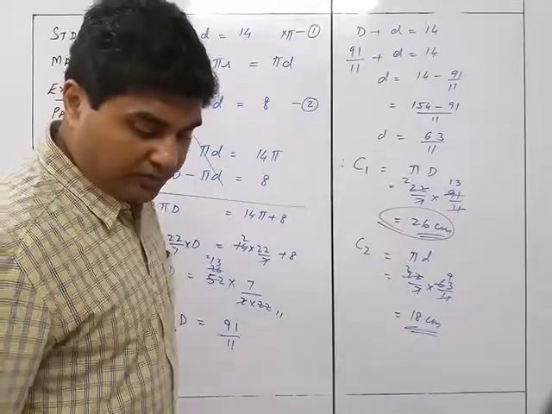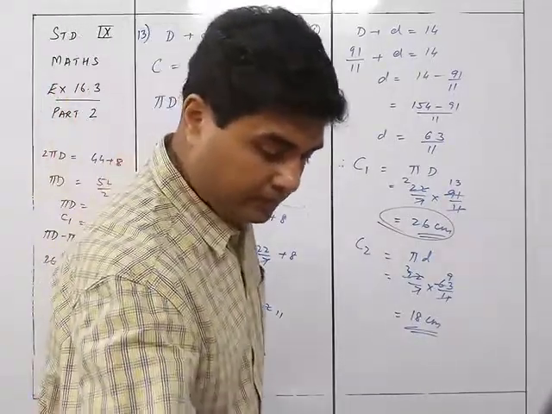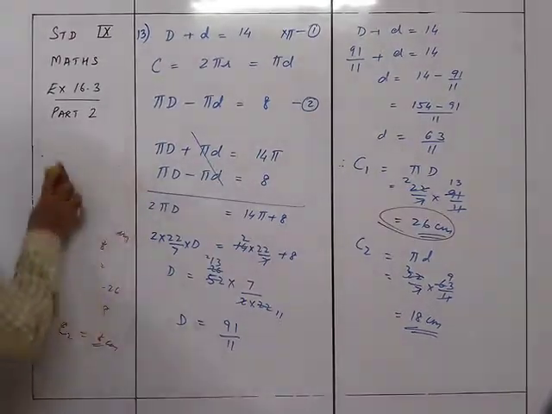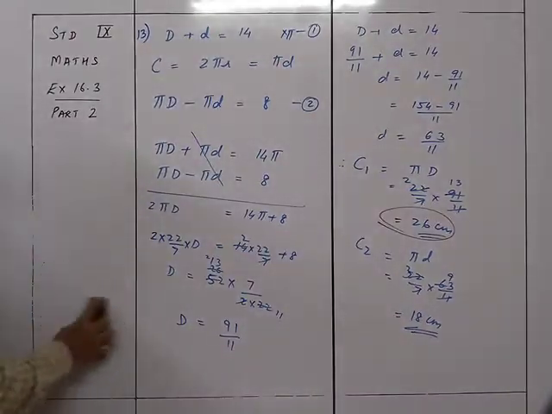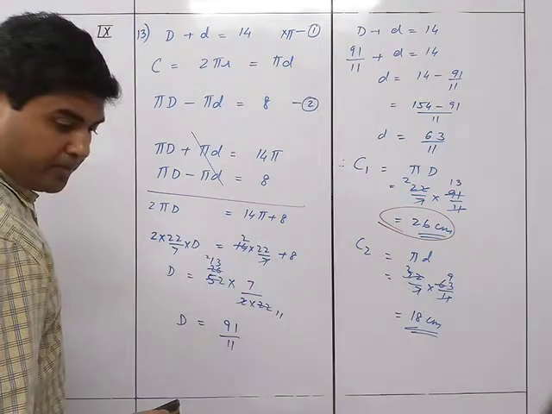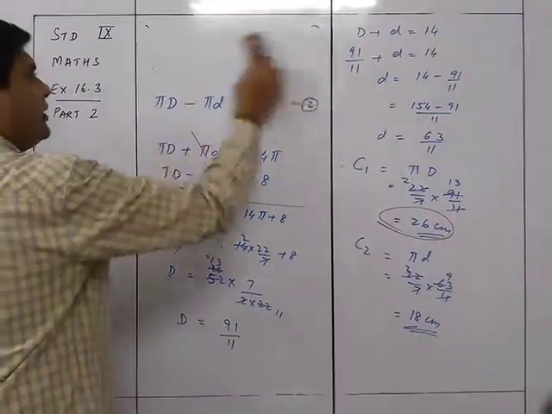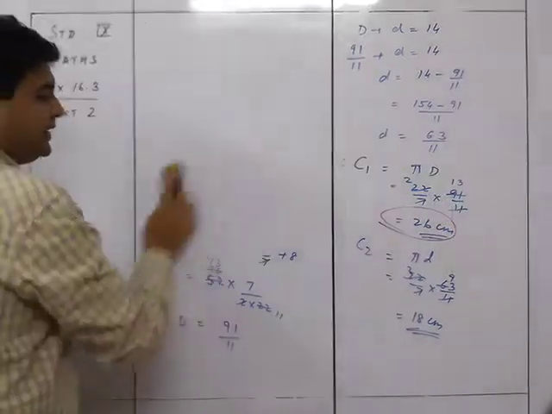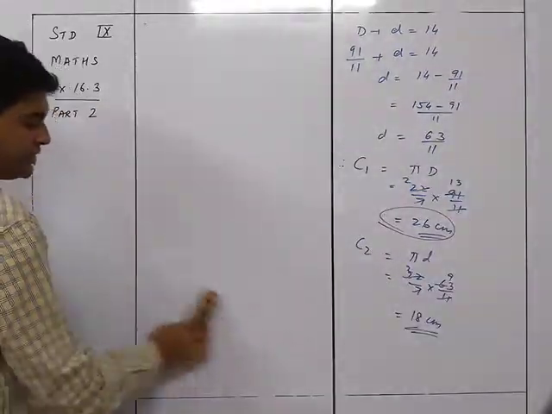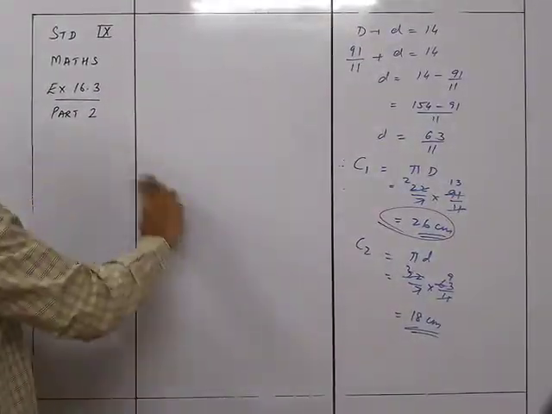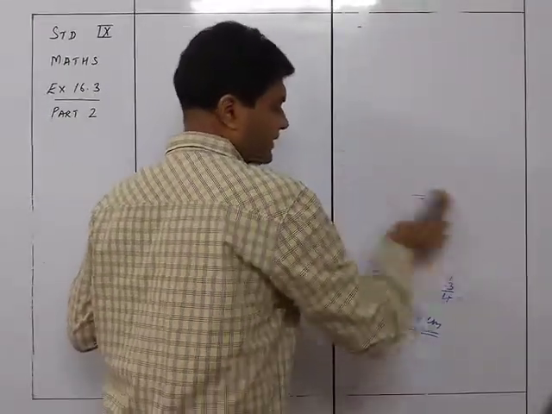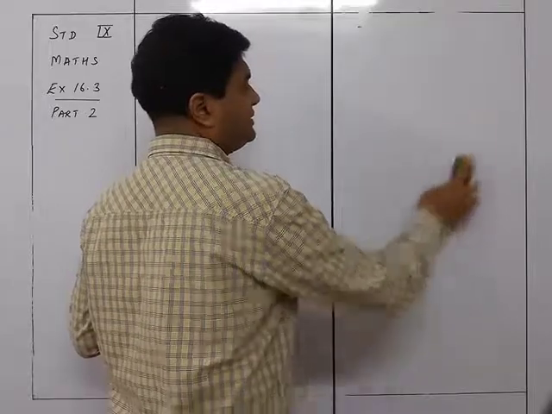We now move on to sum number 15. Sum number 15, a copper wire when bent in the form of a square. So now we have a copper wire, and that wire we are going to bend in the form of a square with some area, and then we are going to open it up and convert it into a circle. So basically it's a simple type of sum.